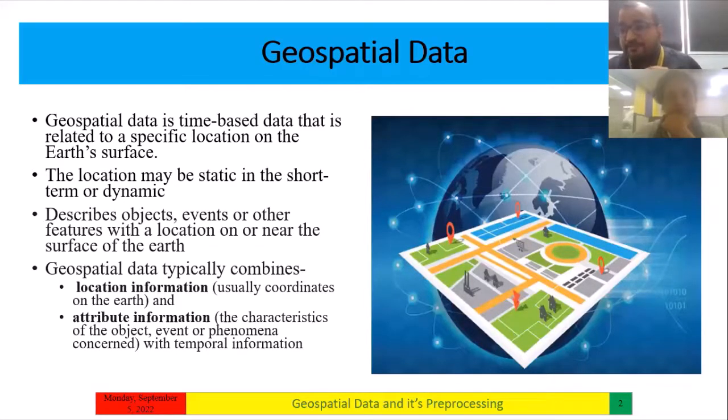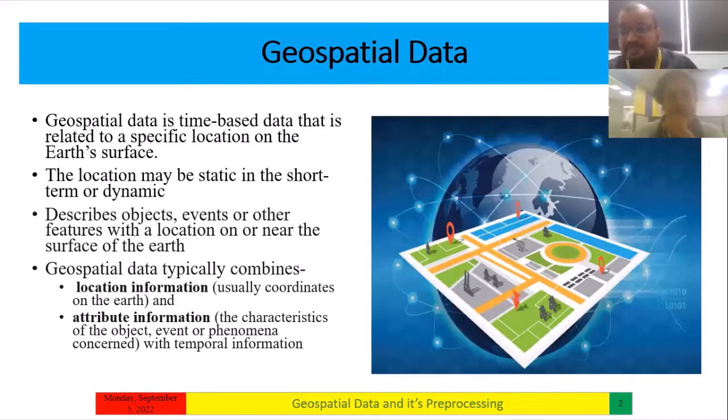Static and dynamic totally depend on the goal or the kind of analysis we are going to perform. For example, if we have to find out the population of any district, country, or state, in that case, the location would be fixed. Suppose I'm talking about the population of India. In that case, the geographical location would be fixed, and that would be India in the world.